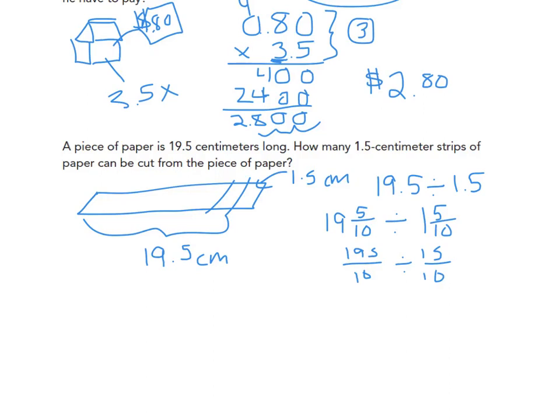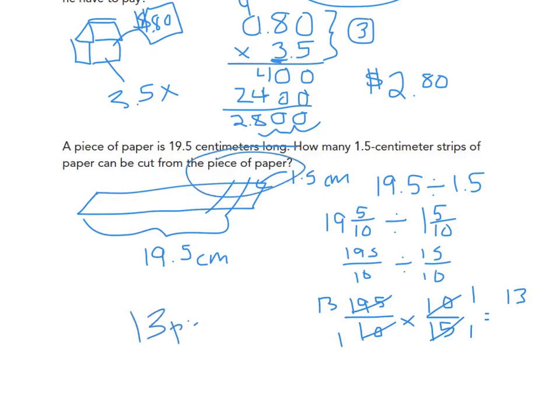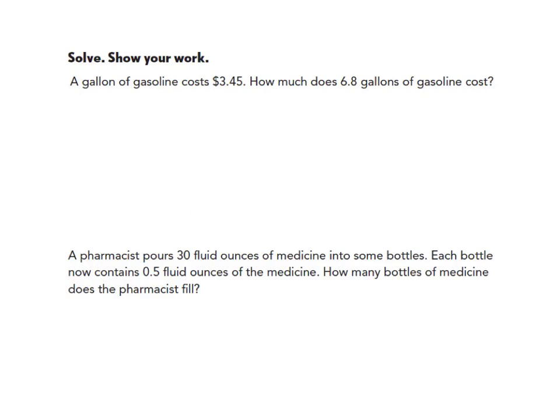And then if I just treat that like any other fraction division, I'll just do the reciprocal, make it 10/15. These can both be divided by 10. These can both be divided by 15. And it gives me an answer of 13, or in this case, 13 pieces of paper. If you look at this next one, you'll see 2 problems. You can try them on your own, or you can pause them one at a time, or do them all, and then I'll go over them.